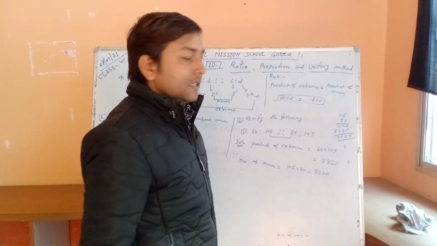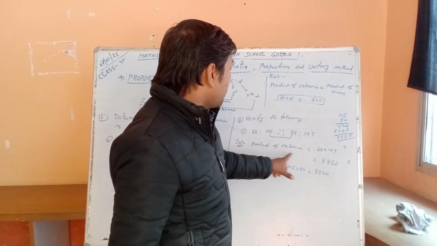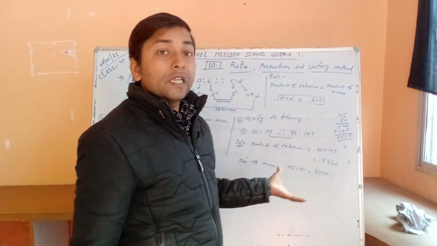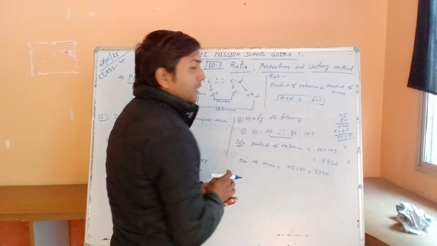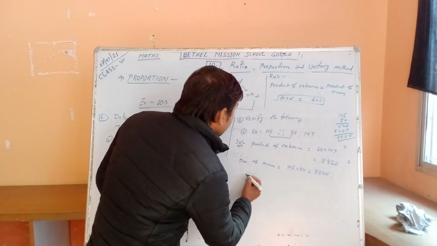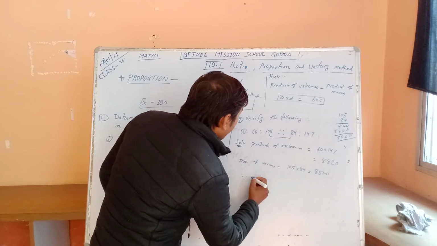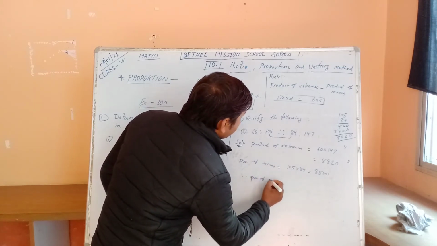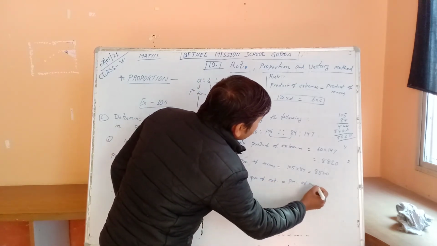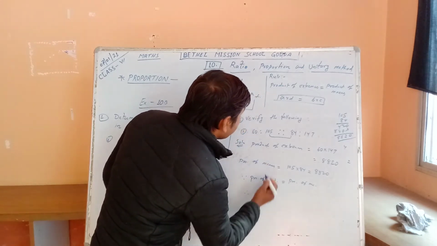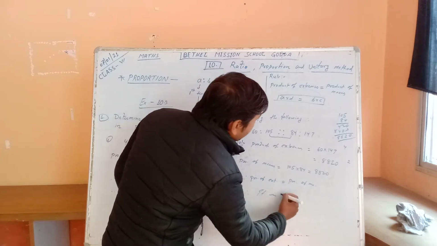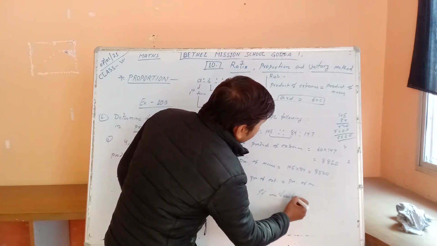Now you have that the product of extremes is this one, and the product of means is also the same, both are equal. Therefore you can write that these ratios are in proportion. Since the product of extremes is equal to the product of means, therefore it is true. It is verified. You can also write verified.